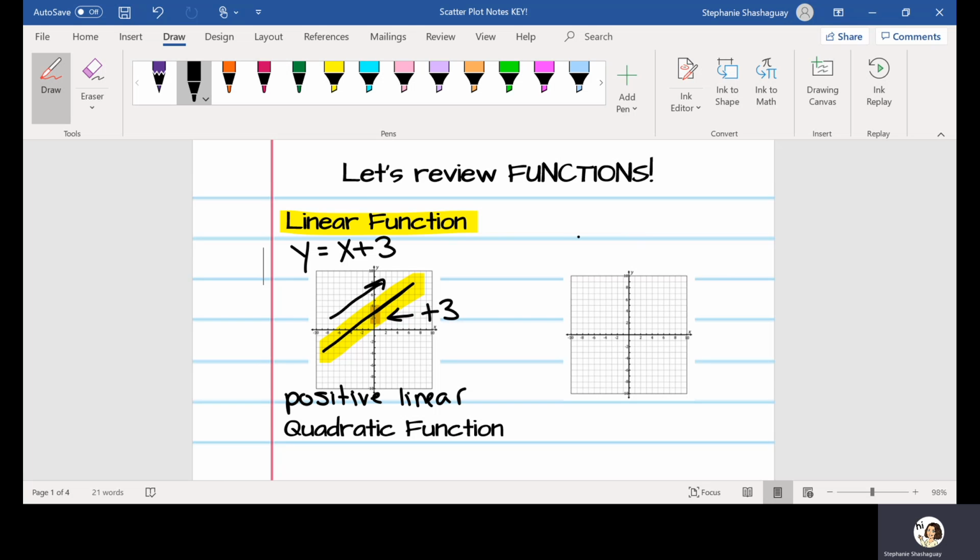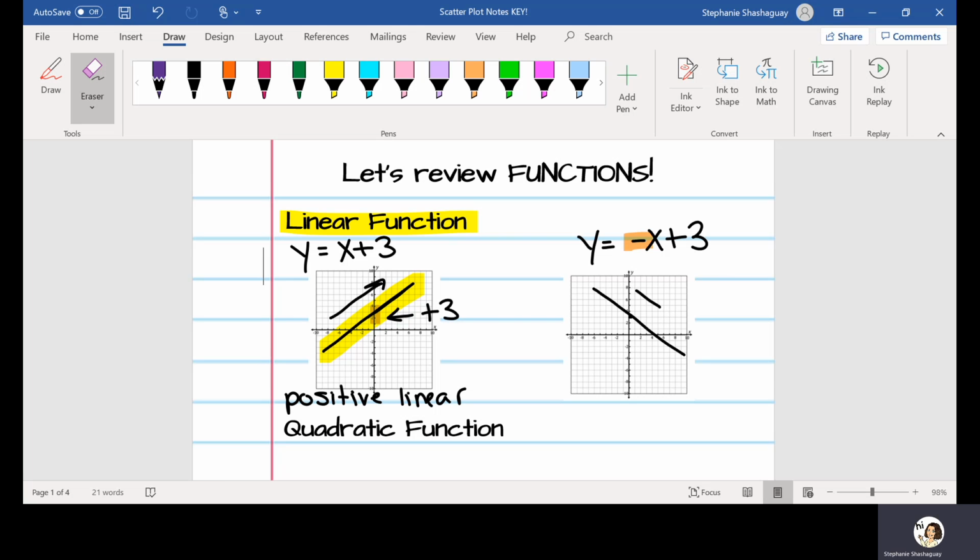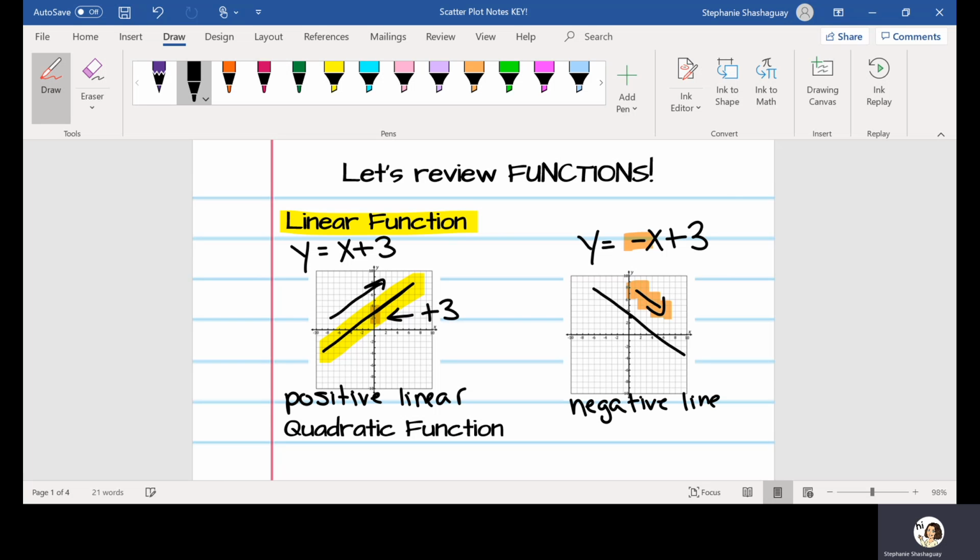Okay, now if I had y equals negative x plus 3, what's that going to do to the graph? Well, because of this negative sign here, I am now going to have still my y-intercept of positive 3, but now my slope of that line is going to be going down because I have a negative slope based on the equation that was just provided to me. So this is a negative linear function. Okay, so just a quick review.